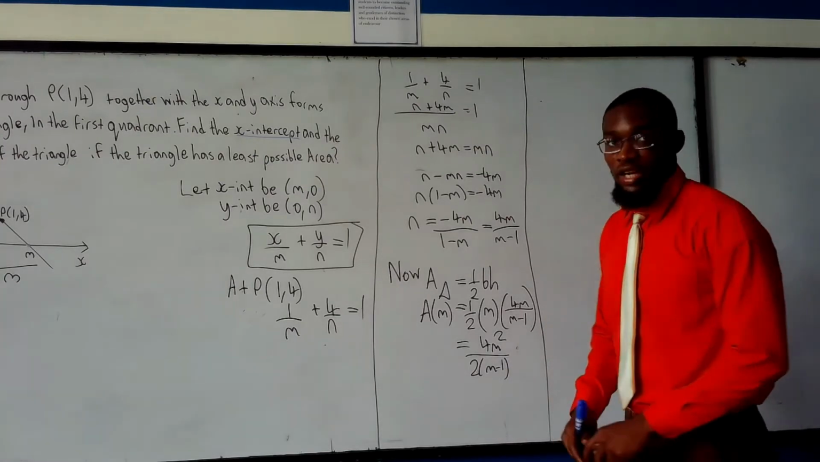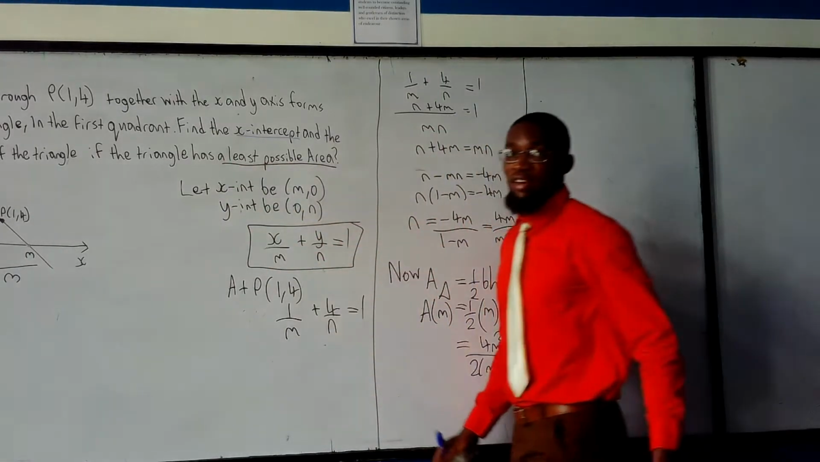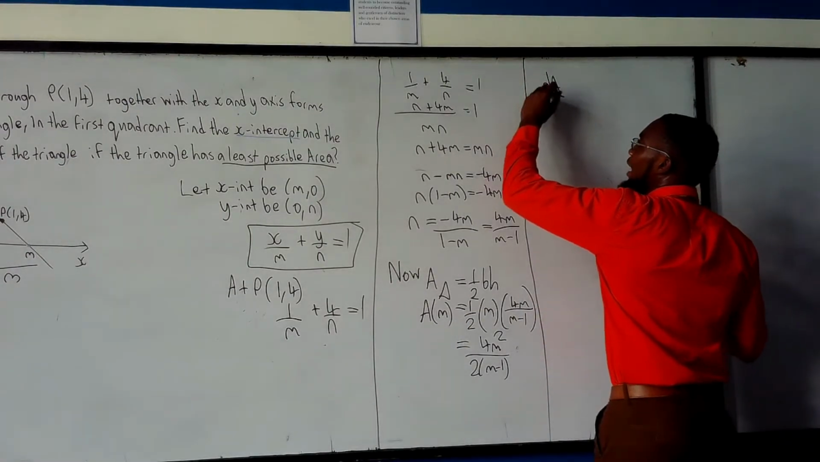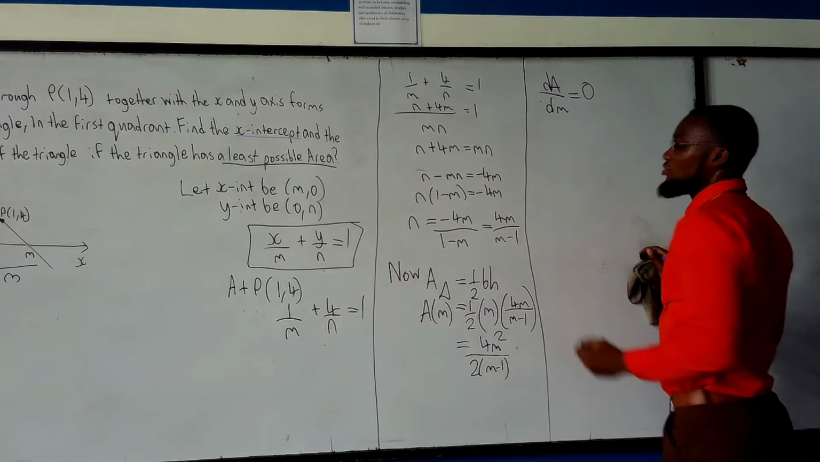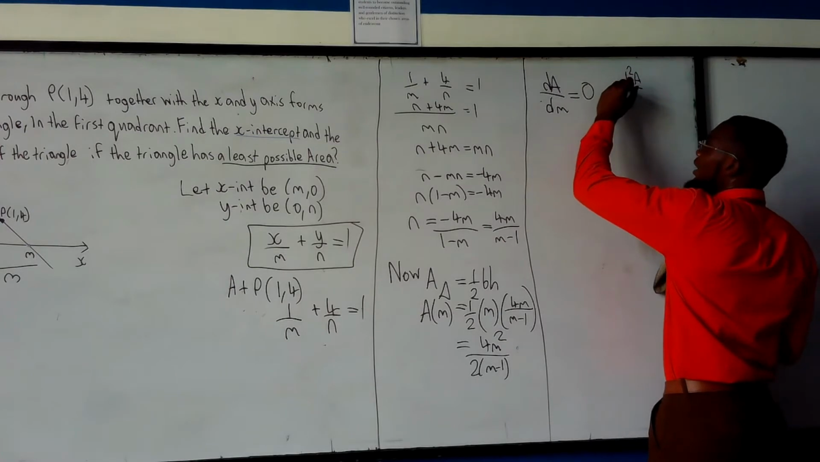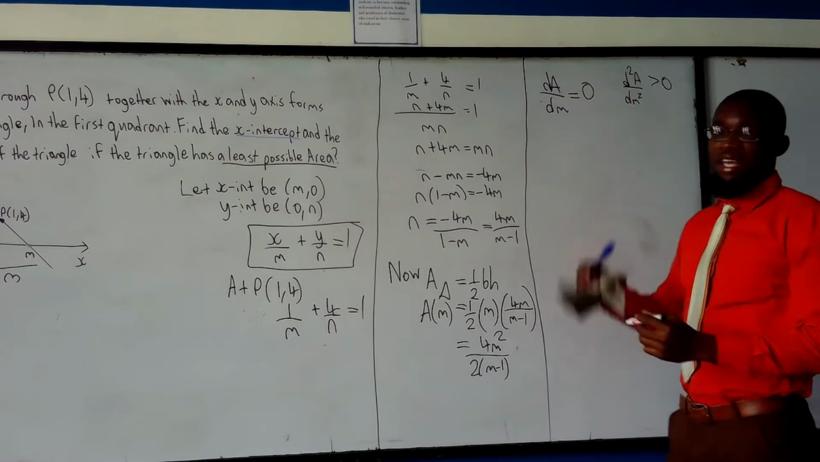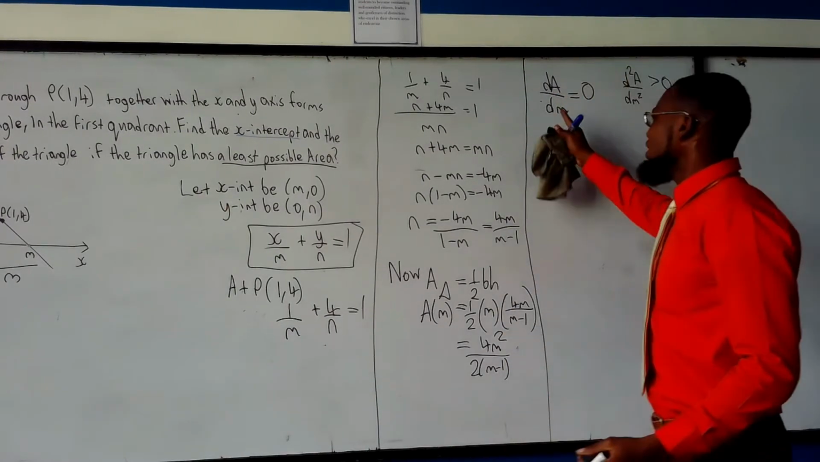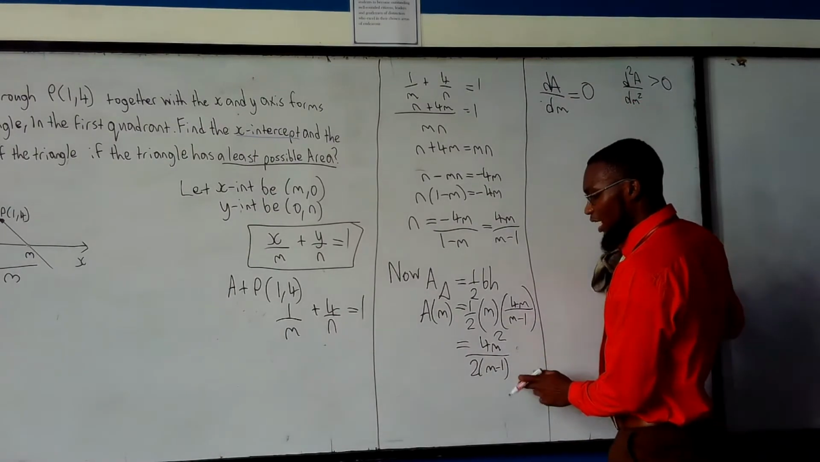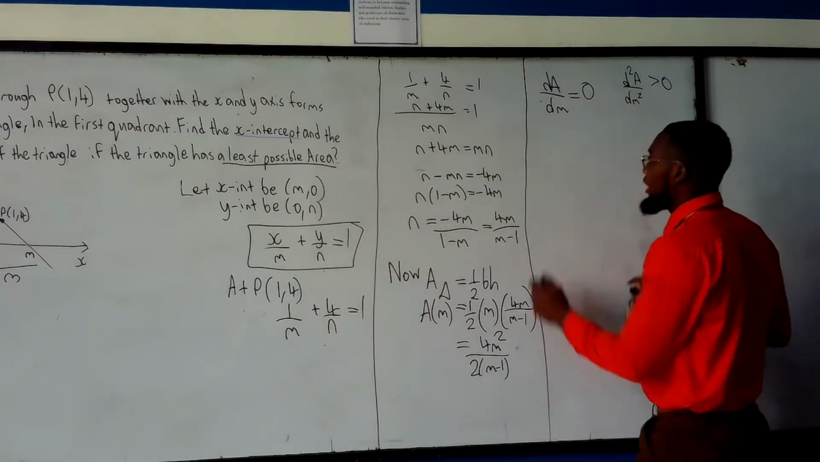Now that this is the area of the triangle, what else can we do? Well, they told us that we need the least possible area. If we need the least possible area, that means that dA by dm has to be 0. And we can even go further and say that d2A by dm squared is going to be greater than 0 in order to make the area the least possible area. So first, if dA by dm equals 0, plug that here. So we're going to work out dA by dm.